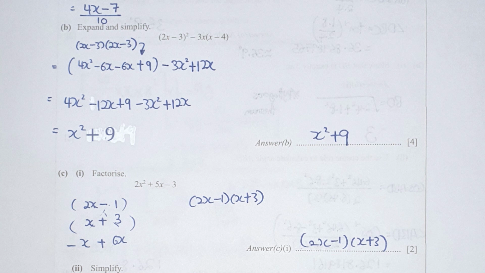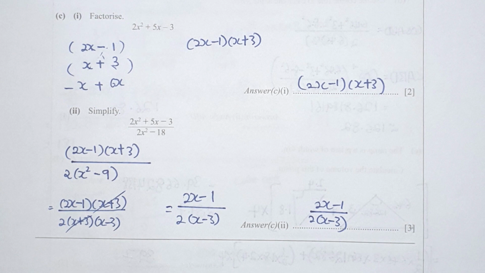Section C number 1, pretty straightforward, just use factorizing. So we'll get 2x minus 1 and x plus 3. But for the last part, simplify. So transfer your answer from C number 1 and change the numerator into 2 bracket x squared minus 9. The x squared minus 9 is using the a squared minus b squared formula, which will get you x plus 3, x minus 3. So the x plus 3 is repeating, so your final value of this answer will be 2x minus 1 over 2 bracket x minus 3.